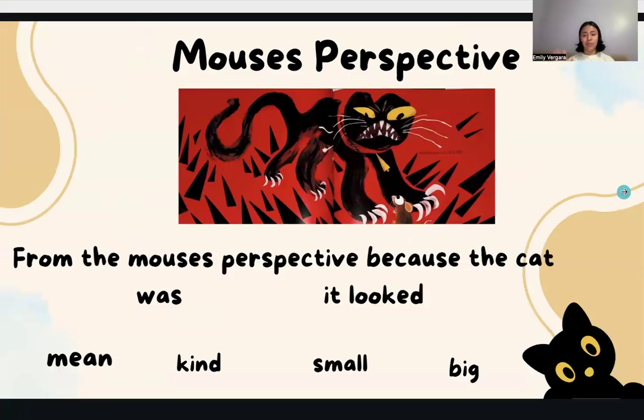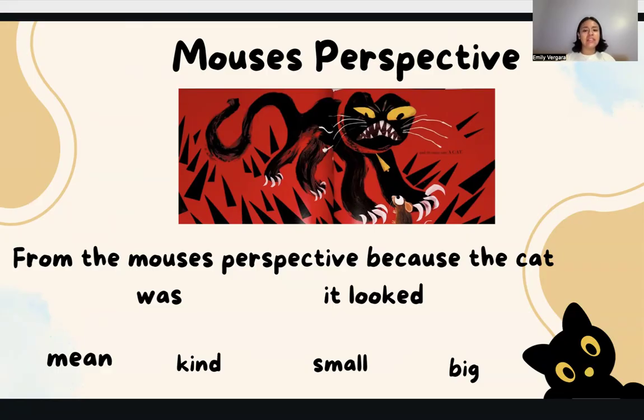Now, as a class, we are going to refer back to the book we read yesterday, and we are going to become the mouse in this story, and we are going to explain, using our sentence builders, the mouse's perspective on the cat. Okay, so our sentence builder is, from the mouse's perspective, because the cat was blank, it looked blank. Now, our words changed a little bit. Our word banks consist of mean, kind, small, and big. Now, looking at this picture and seeing how the mouse sees the cat, we are going to build our sentence.